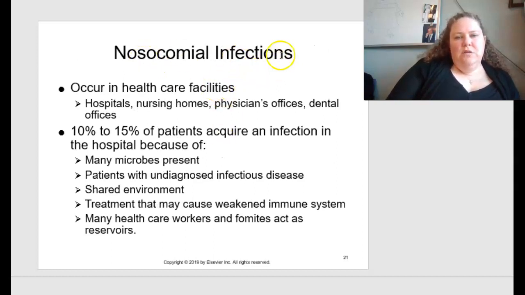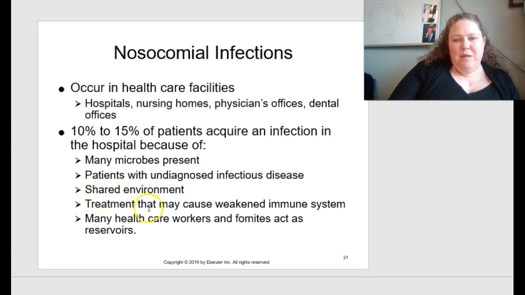When we talk about nosocomial infections, these occur in healthcare facilities, such as hospitals, nursing homes, physician offices, and dental offices. About 10 to 15% of patients acquire an infection in a hospital because there's a lot of bugs present, right? People go there because they're sick, not to hang out and get a pedicure, right? So there are many microbes present. And then there are patients that may be there for something completely unrelated, but they might have an undiagnosed infectious disease. You have a shared environment, which means shared air, even though it's getting filtered and the air exchange is amazing, you still have problems, right?